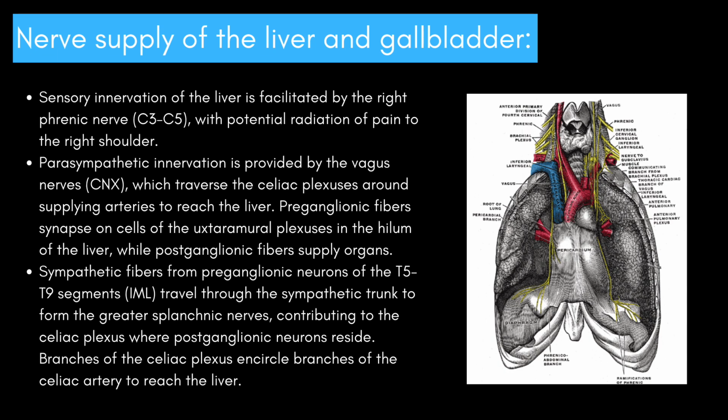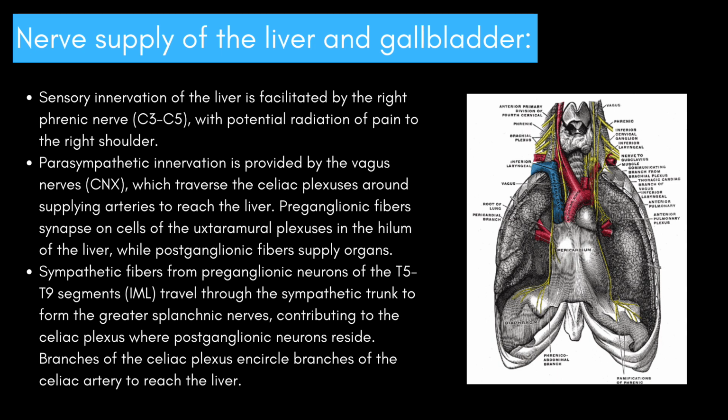to reach the liver. Preganglionic fibers synapse on cells of the juxtamural plexuses in the hilum of the liver, while postganglionic fibers supply organs. Sympathetic fibers from preganglionic neurons of the T5-T9 segments, IML, travel through the sympathetic trunk to form the greater splanchnic nerves, contributing to the celiac plexus where postganglionic neurons reside. Branches of the celiac plexus encircle branches of the celiac artery to reach the liver.